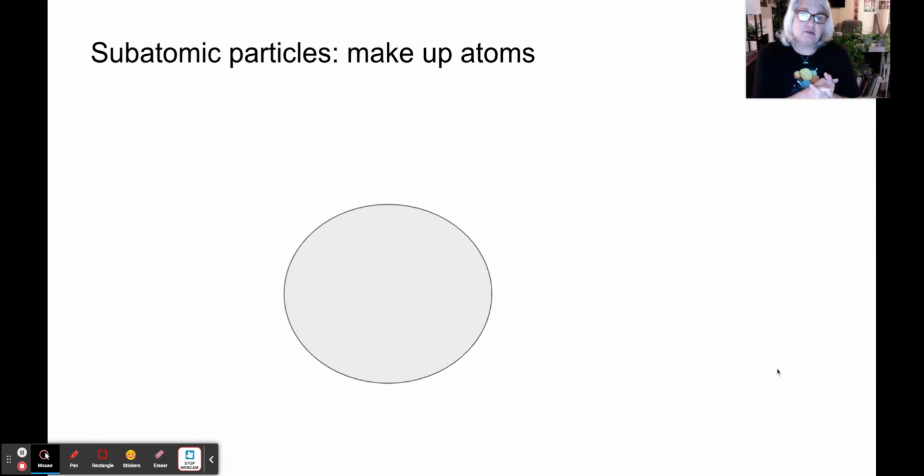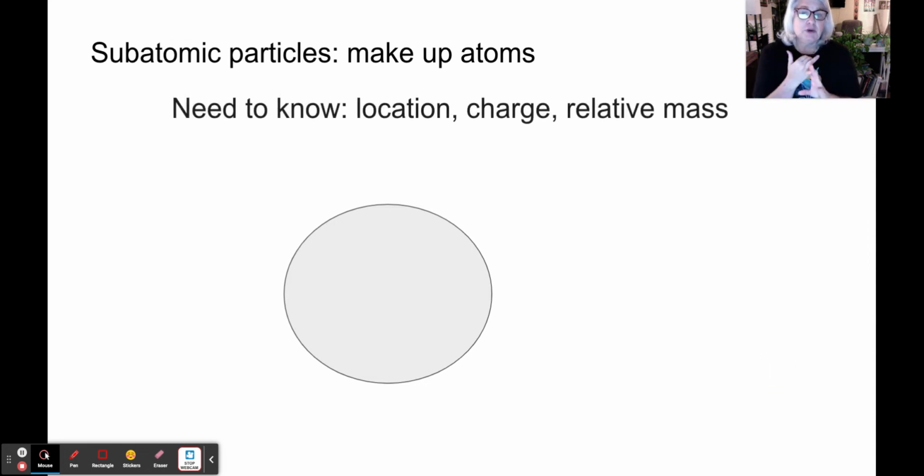Okay, so now we're going to talk about subatomic particles. There are 3 that you need to know. I want you to know where they're found in the atom, what is their charge, they can either be positive, negative, or neutral, and what is their relative mass. And remember that the prefix sub means kind of below or under. So these are smaller than atoms. So this is what makes up atoms.